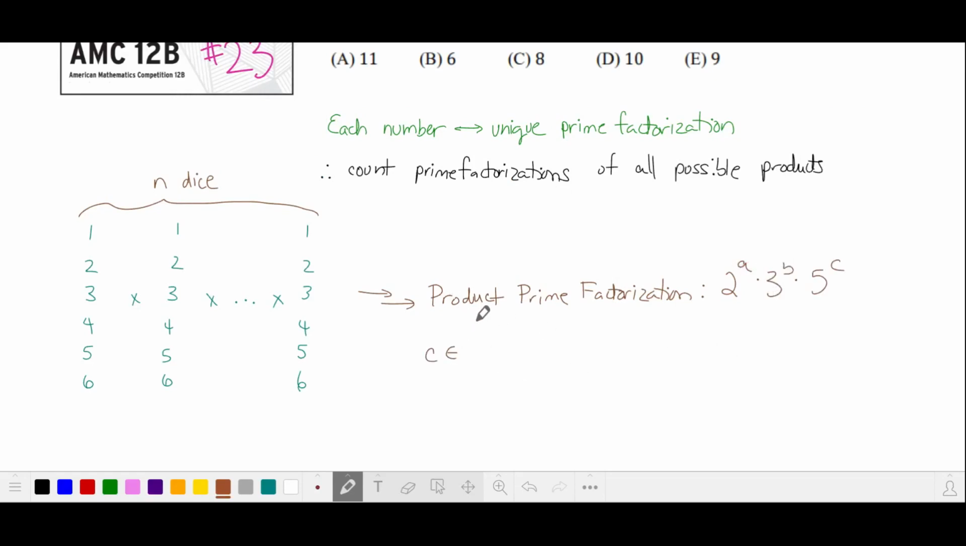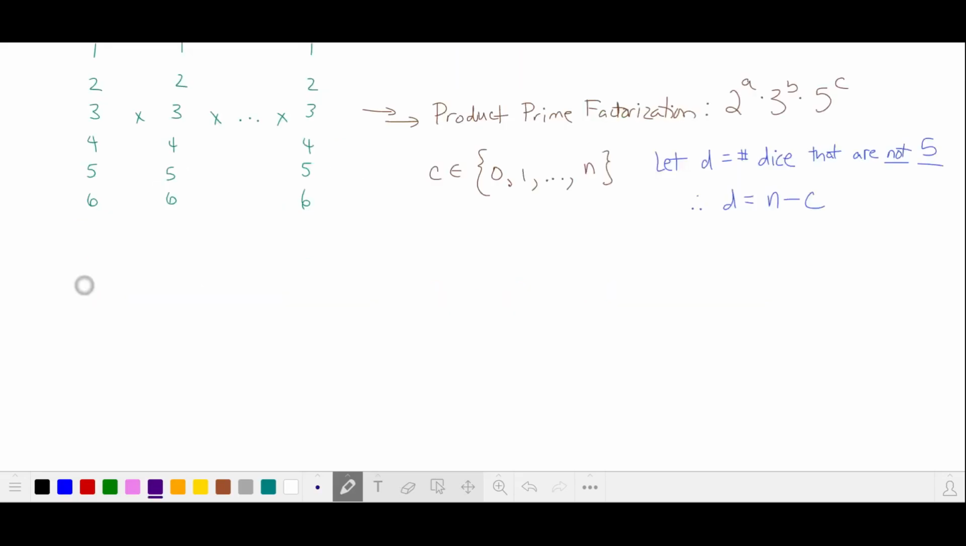The power of 5 in the prime factorization of our product can be anything from 0 to n. 0 if none of our dice shows a 5, and n if all of our dice show a 5. Let's let d be the number of dice that do not show a 5. So d is going to be n minus c. So if c is equal to n, this means the prime factorization of our product is going to be 5 to the n, and d is equal to 0.